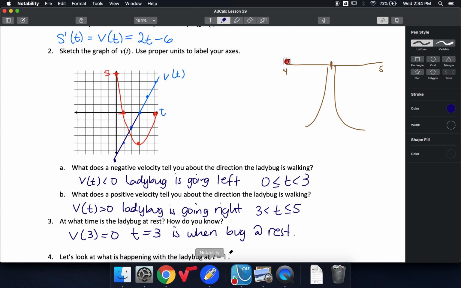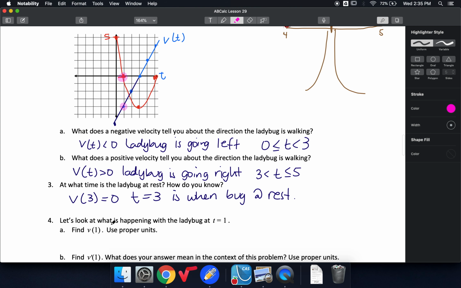Okay, so now at t equals 1. Well, t equals 1 is this point here. T equals 1, my velocity is -4. And v of 1, so we just said v of 1 is -4, and that's going to be yards per minute.